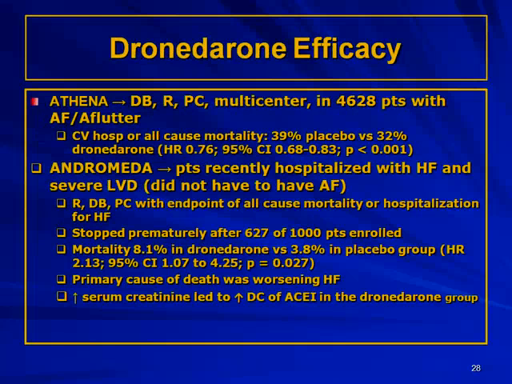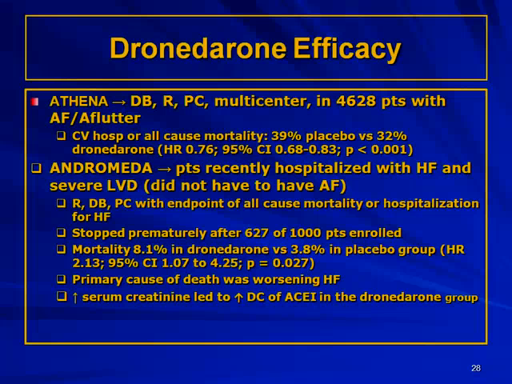Slide 28, efficacy of dronedarone. There are a number of trials. The pivotal study that got this drug approved was called ATHENA. Double-blind, randomized, placebo-controlled study, 4,600 patients, history of AFib or flutter. What they were looking at was cardiovascular hospitalization or all-cause mortality as the primary outcome. It occurred in 39% of patients on placebo, 32% with dronedarone. So about a 24% relative risk reduction, highly significant. So from that perspective, it was approved.